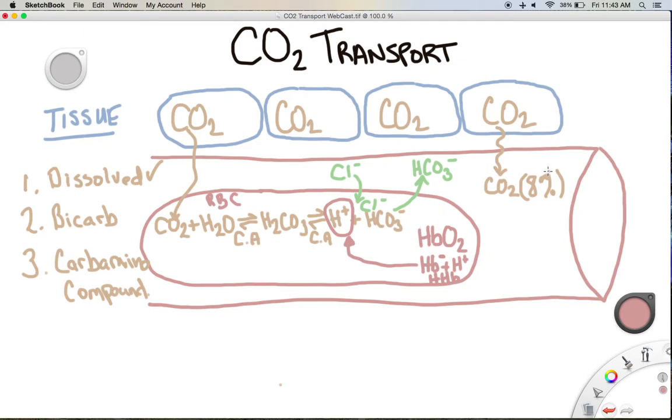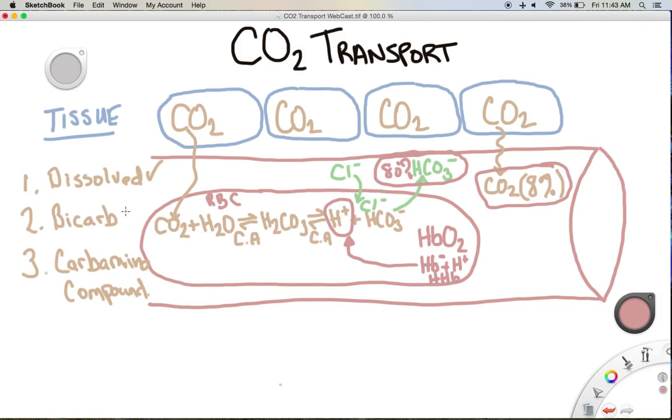So now we've got about 8% of our CO2 taken care of in this dissolved form, and we actually have about 80% taken care of in this bicarb form. So that's a very substantial amount of CO2 transport in the form of bicarbonate.